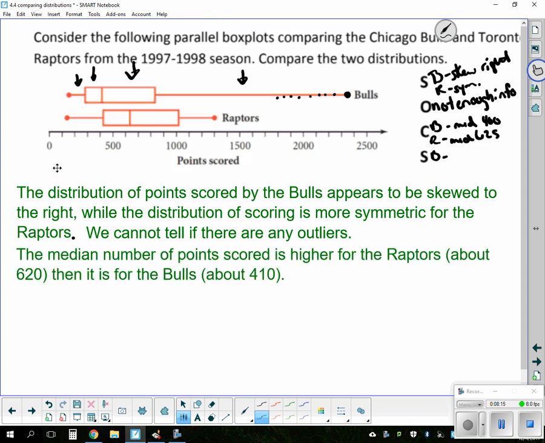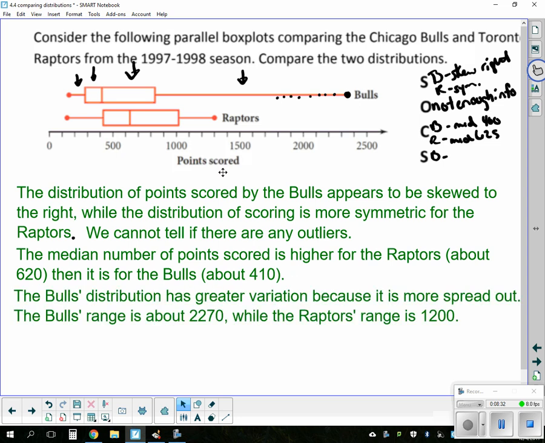The median number of points, so here we're talking about the center. The median number of points scored is higher for the Raptors, roughly 620, than it is for the Bulls, about 410. A little different from what I said, but in the same ballpark, that's fine. And then lastly, the Bulls' distribution has a greater variation because it is more spread out. The Bulls' range is about 2270, while the Raptors' range is 1200. So I hit all four of my points. I hit my S, my O, my C, and my S, and I used complete sentences, and that is what I expect from you. Compare one to the other.